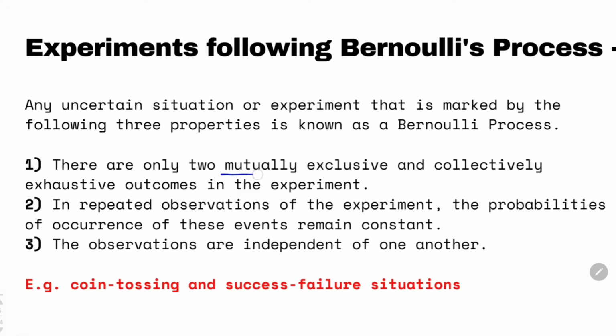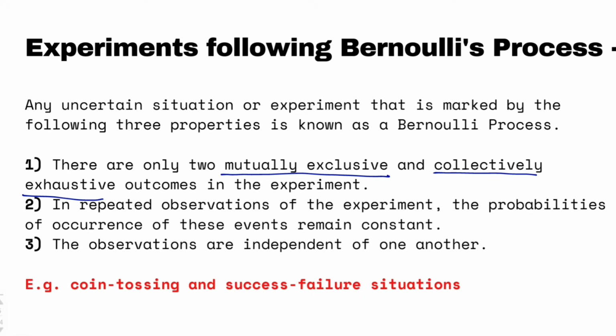Okay, so that is very important, and there should be collectively exhaustive outcomes in the experiment. That is, there should be a fixed set of outcomes. It's either going to be a head or it's going to be a tail. It should be collectively exhaustive. And in repeated observations of the experiment, the probability of occurrence of these events should remain constant. That is, no matter how many times you toss the coin, it will either be a head or a tail, right? That 1 by 2 probability will definitely be there. And the observations are independent of one another.